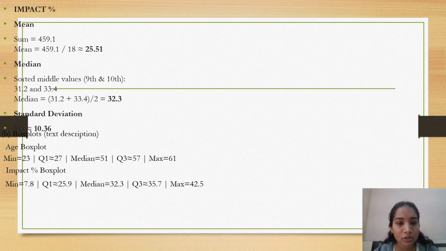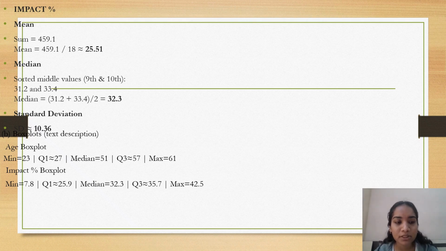Now we see the age box plot. The box plot for age shows the minimum is 23, Q1 is 27, median is 51, Q3 is 57, and maximum is 61. So this indicates that 50% of the ages lie between 27 and 57 with a long tail on the younger side. Then we see the impact percentage box plot.